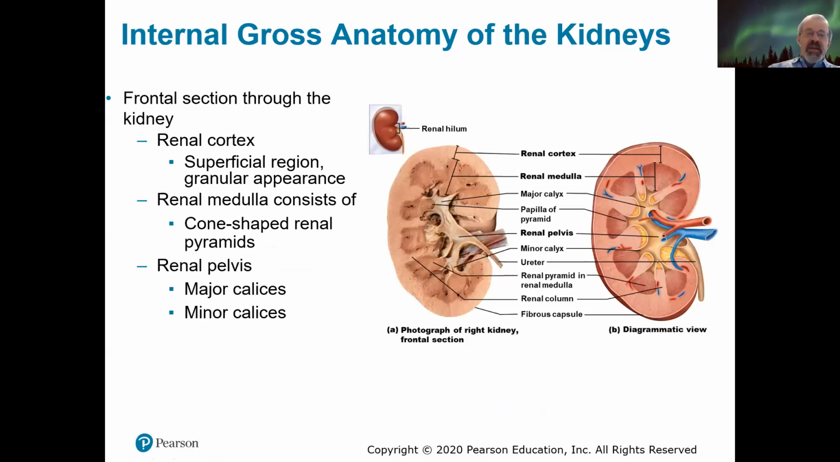All right. So like I mentioned, we have the renal cortex. We have the renal medulla, which is made up of these pyramids. And then we have the minor and major calyces, which empty into the renal pelvis.